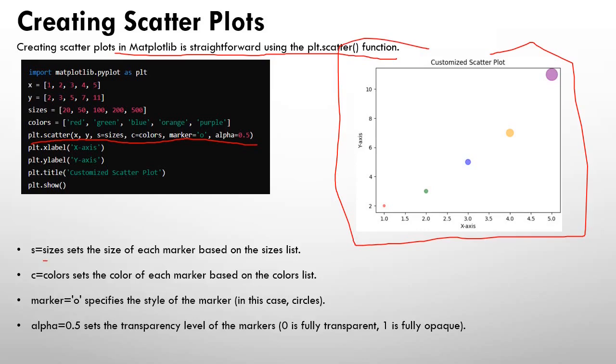Here, s equals sizes sets the size of each marker based on the sizes list. c equals colors sets the color of each marker based on the colors list. marker 'o' specifies the style of the marker. In this case here it is circles. alpha equals 0.5 sets the transparency level of these markers. 0 means fully transparent and 1 is fully opaque.